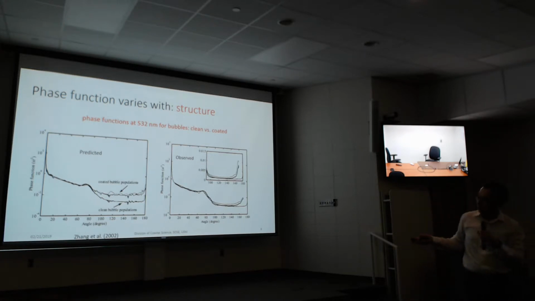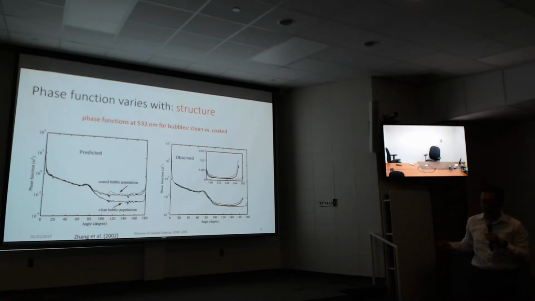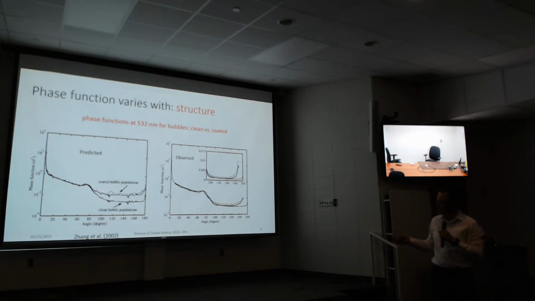There are always bubbles in the ocean, but for most bubbles, their surface is coated by organic film. And we simulate this. If you look at this, in this part of the angle they are very similar, but in this part of the angle they are very different. And this is the simulation, this is what we did in the lab to see how clean bubbles versus coated bubbles behave differently. So now this angular distribution also varies with the structure of particles.